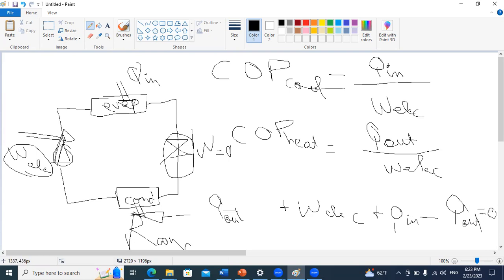So Q out here is the summation of W electric plus Qn. This is why I told you sometimes the COP can be larger than 1. Because from this relation, you can find that Q out is larger than W electric. So here, of course, this will be larger than 1, while this one can be smaller or larger, it depends on the value of Qn. Okay?